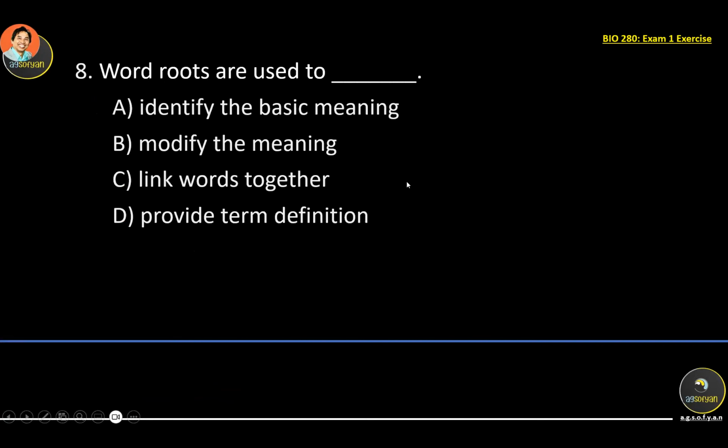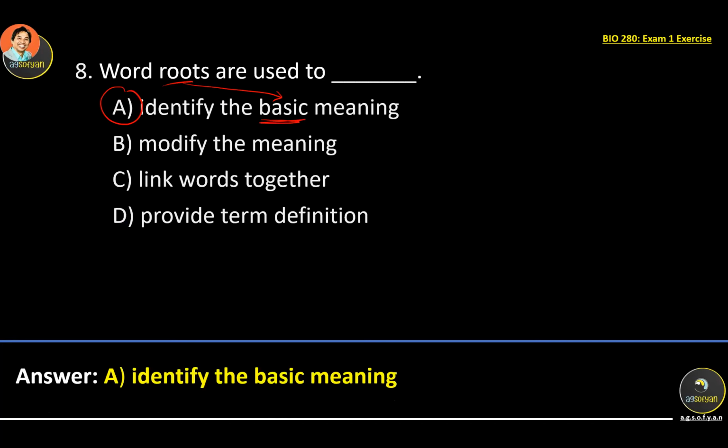Word roots are used to A, B, C, or D. So this root, okay, is used to identify the root, which is basic. Okay, so basic meaning. This is to identify the basic meaning.